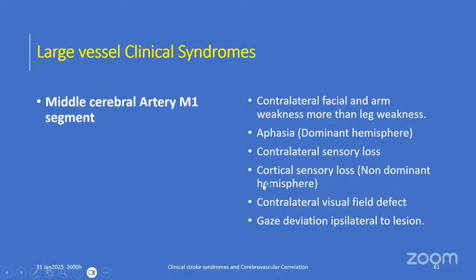So in the middle cerebral artery, if the M1 segment is occluded, you have contralateral facial and arm weakness, which is more than the leg weakness. There will be aphasia, contralateral sensory loss, and cortical sensory loss also in the non-dominant hemisphere, contralateral visual field defect, and gaze deviation ipsilateral to the lesion. The gaze is deviated to the right with a right cerebral hemisphere infarction; if it is the left, it is to the left side. So these are the important large vessel clinical syndromes, the MCA territory syndrome.